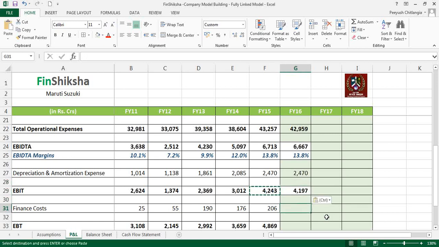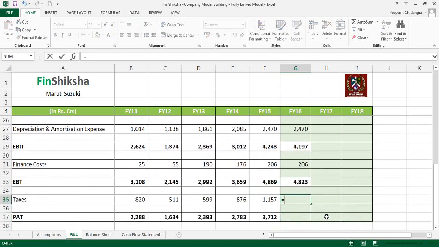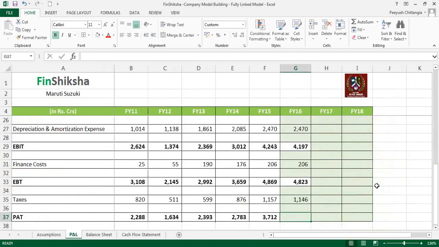So control C, control V. Again, finance cost, let's assume to be the same as last year, because we are not assuming any change in production. So there is no point assuming any kind of change in terms of the numbers that are happening on the finance cost. Earnings before tax will come in here. Taxes are earnings before tax multiplied by, on the assumption sheet, 23.8%, right? We can assume this to be 25% as well. And then the final profit number again is a formula which gets linked to 3677 crore, right?